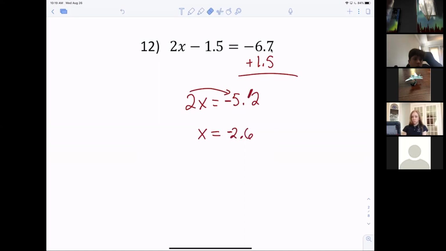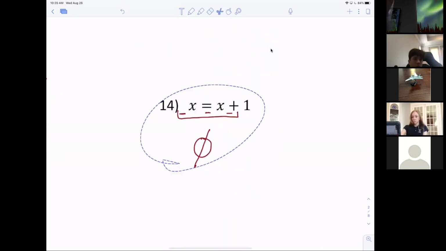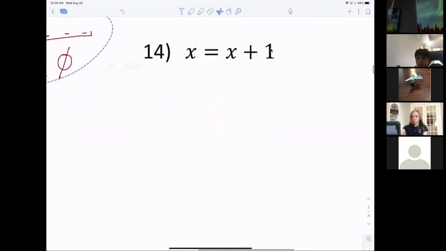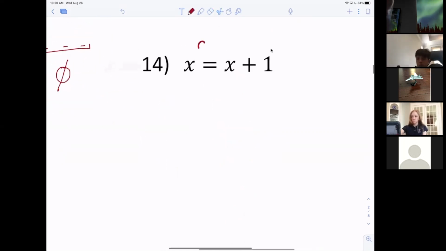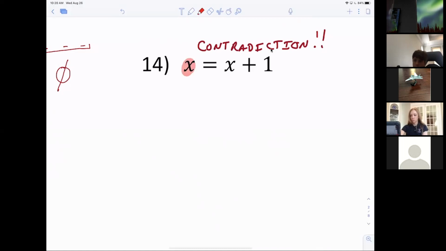All right, here we go. Let's take a look at number 14. Now 14, all right, we're going to talk about real quick. All right. This, I want everybody to put down, is a contradiction. It's the 0 with the line through it. That is exactly correct. Is it possible for a number to equal itself and itself plus 1? No. It's not possible. 3 can't equal 3 plus 1. All right, that's a contradiction. How do I know it's a contradiction? I know it's a contradiction when the variables on the left equal the variables on the right.